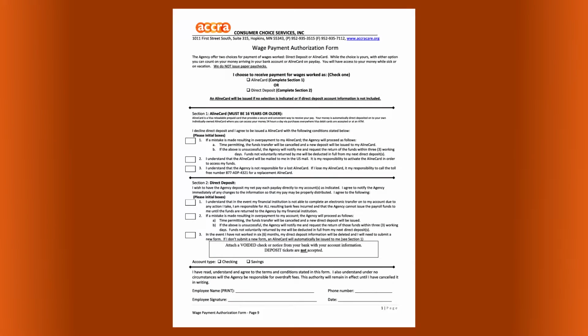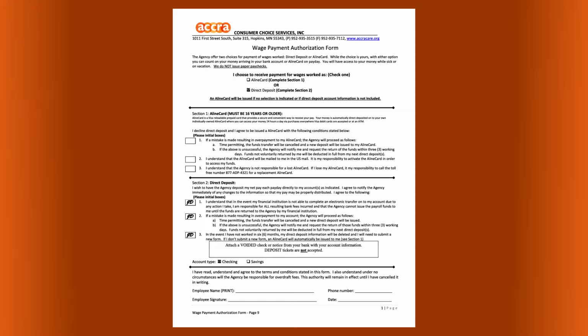The Wage Payment Authorization form is where you'll choose how you would like to be paid. You have two choices: an A-line card, which is a physical, reloadable, prepaid Visa card, and direct deposit, which allows for your paycheck to be delivered electronically to your bank account. To choose direct deposit, check this box. Then, in Section 2, read and initial the boxes to show your acceptance of the terms. Then, select the account type you would like the deposit to go to. We will select checking for this example.